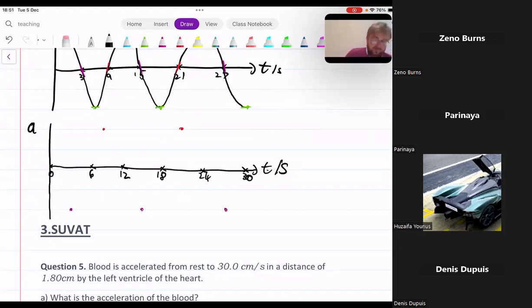Same at 15, and same at 27. And again, notice I've made the red points and the purple points the same distance away from the axis, because you're accelerating in the same magnitude when you're going up as when you're going down. So let's draw this.